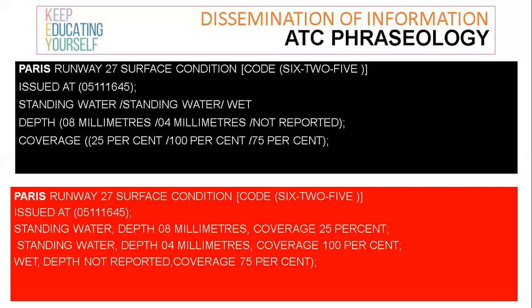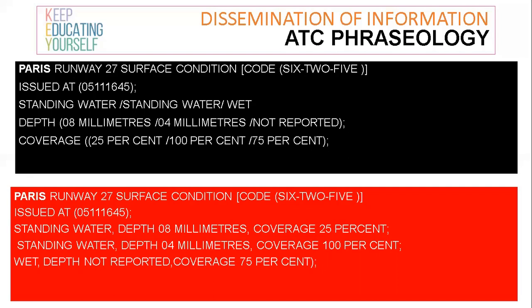Coverage 25%, 100%, 75%. Or it can be reported in this format also: Paris, runway 27, surface condition code 625, issued at 05111645. Standing water, depth 08 millimeters, coverage 25%. Standing water, depth 04 millimeters, coverage 100%. Wet, depth not reported, coverage 75%.